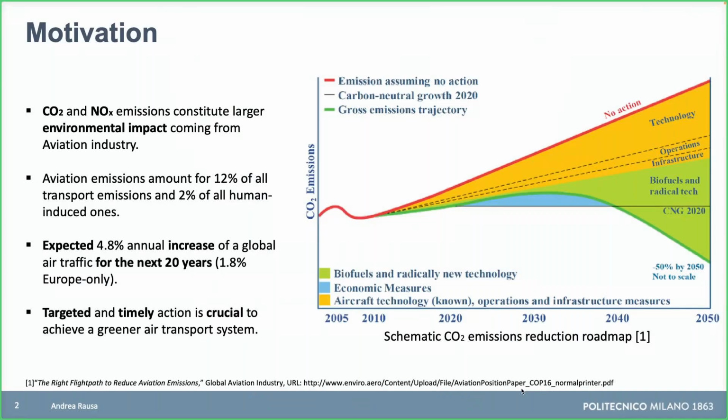So the main problem in this case is air pollution and the impact that air traffic has on this huge problem, and the fact that aviation emissions amount for 12% of all the CO2 emissions in the world, and this number is only going to increase in the next years as the volume of air traffic increases. So how to mitigate this problem?